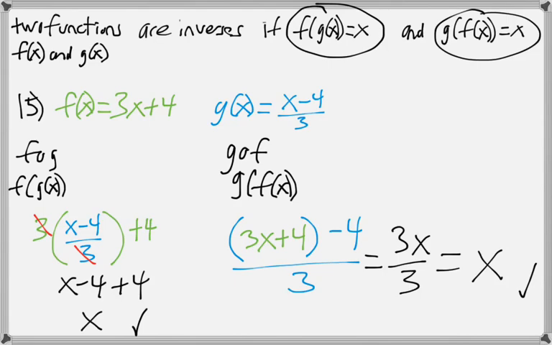So anytime you have a function and its inverse, or if you're trying to show that two functions are inverses, that's what this one wants us to do. They want us to show that f and g are inverses. Then if you run through the f∘g and g∘f, they should both be equal to x. And if that's the case, then the original two functions are inverses.